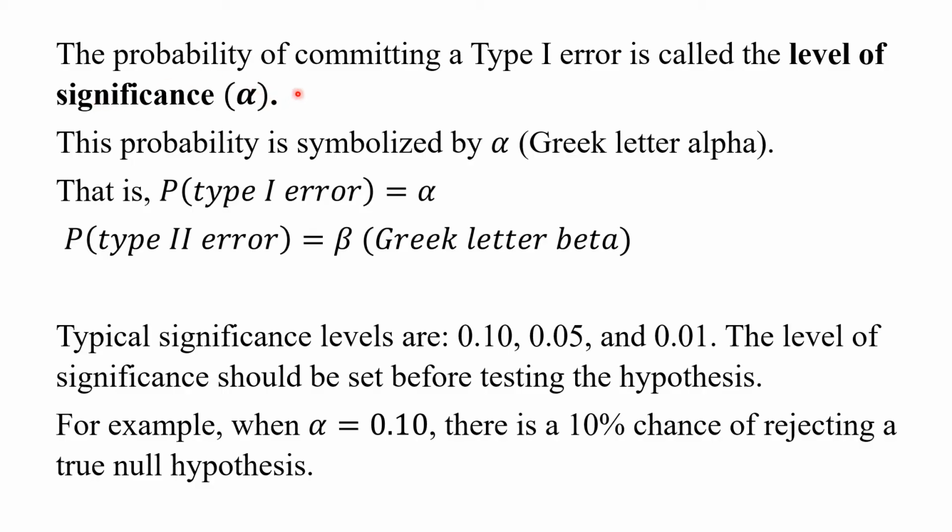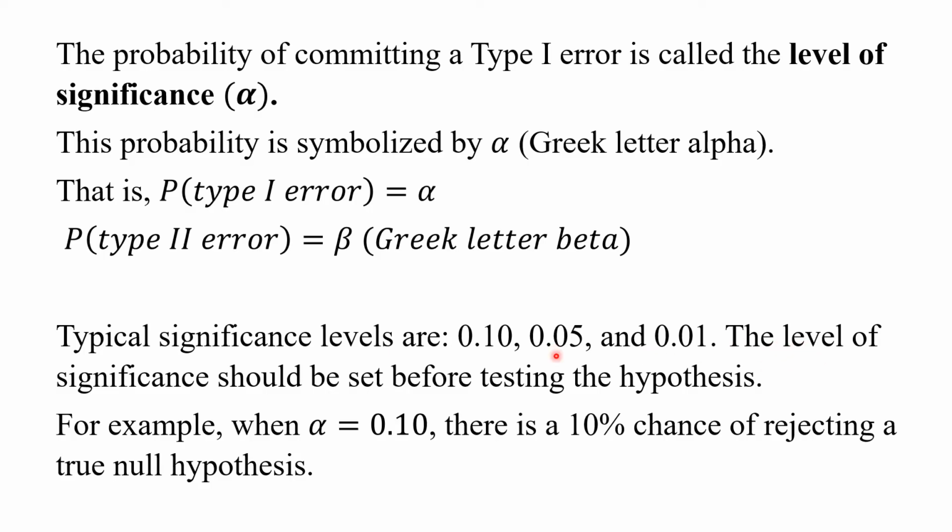Okay, the probability of committing a type 1 error is called the level of significance or yung alpha. So, kapag type 2 error naman, yung symbol na ginamit is beta. Okay? So, typical significance levels are 0.10, 0.05, 0.01. So, ito yung usually na ginagamit na significance level.